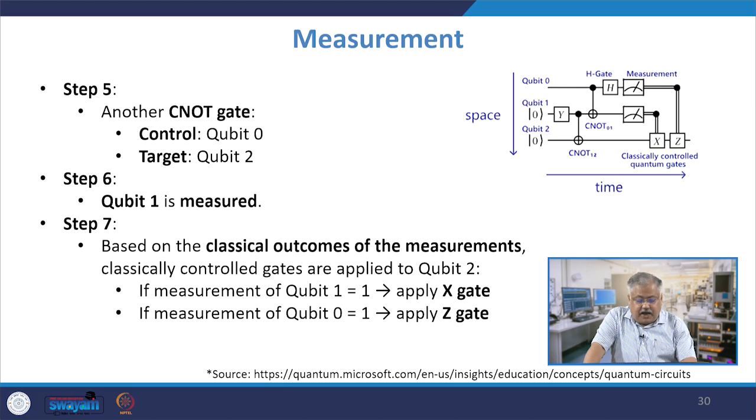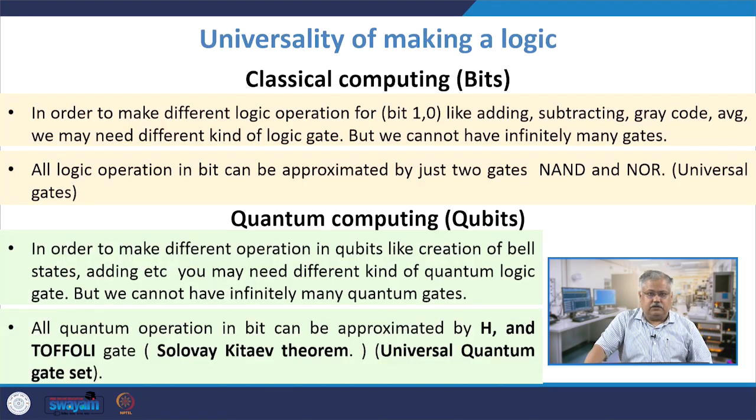Now, if you look at step number 5, another CNOT gate basically controls qubit 0 and qubit 2. So there are 3 qubits, CNOT 1 and CNOT 2. CNOT 1 controls qubit 0 and qubit 1, and CNOT 2 controls qubit 0 and qubit 2. The last stage is again measuring qubit 1, and that is measured as x. So these are the classical outcomes x and z. If the measurement of qubit 1 equals 1, we apply the X gate because you do not want to change the state, and if the measurement of qubit 0 equals 1, then you apply the Z gate, and that is how you do the measurement.